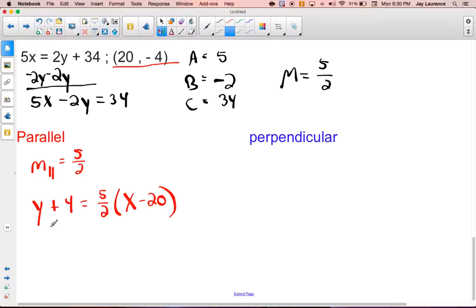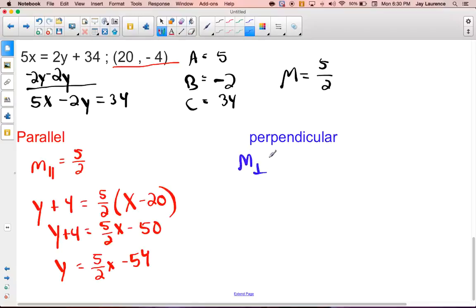All right, so I'm going to get y plus 4 equals 5/2 x minus 50, I believe. Right? How did I get that? I distributed the 5/2. All right, I'm going to subtract 4 from both sides and get y equals 5/2 x minus 54.